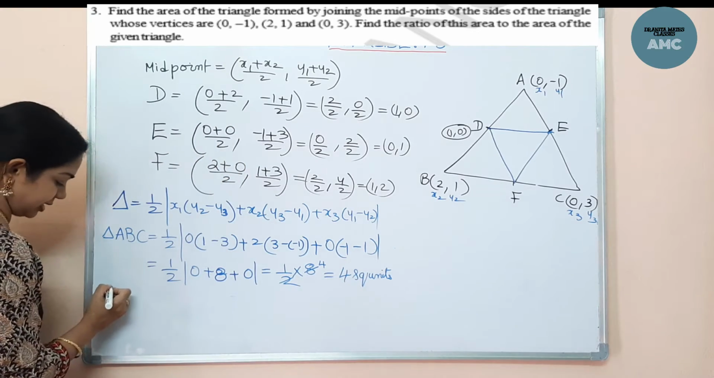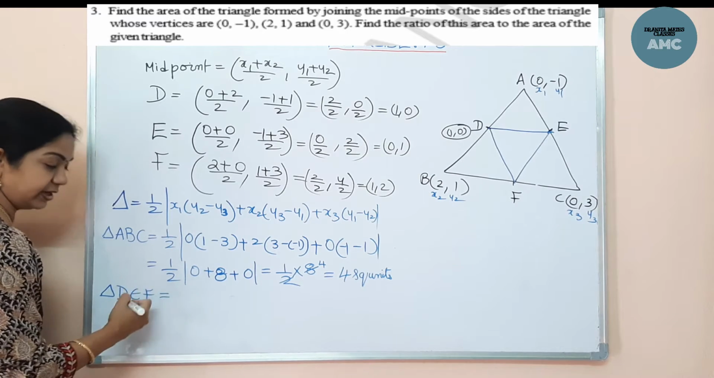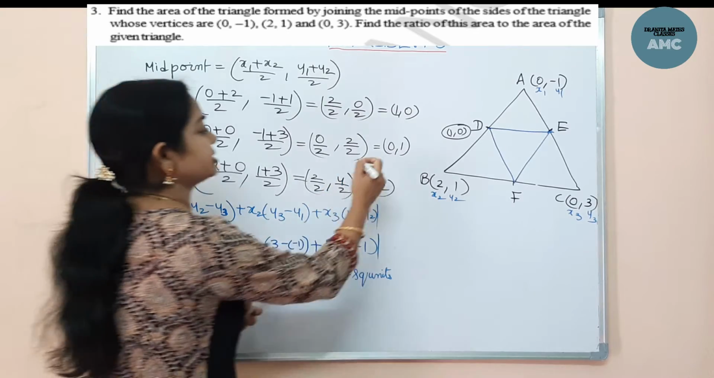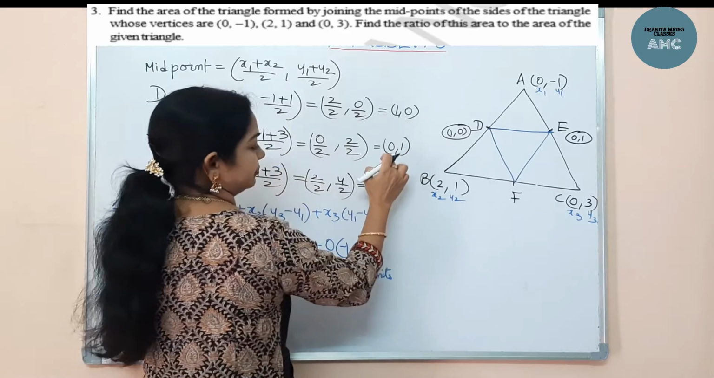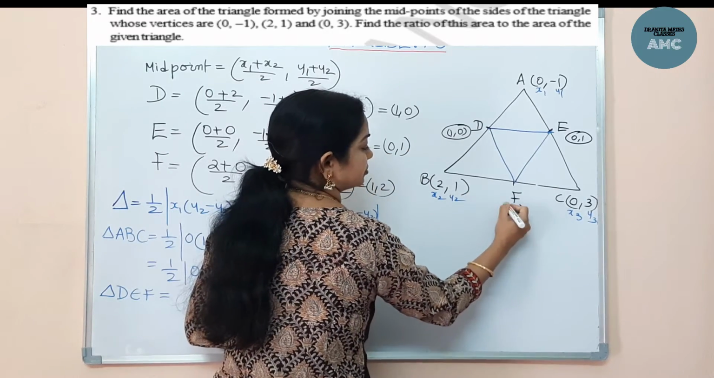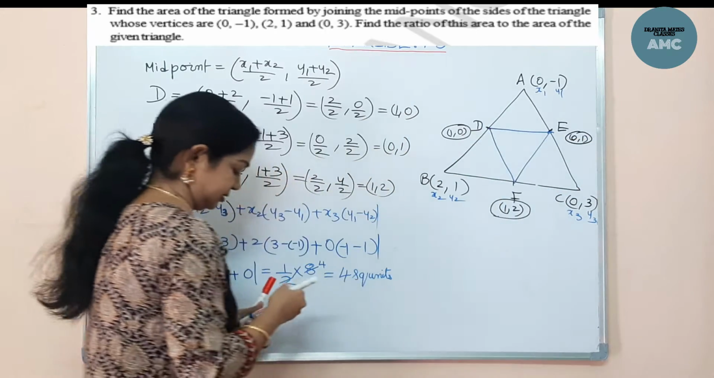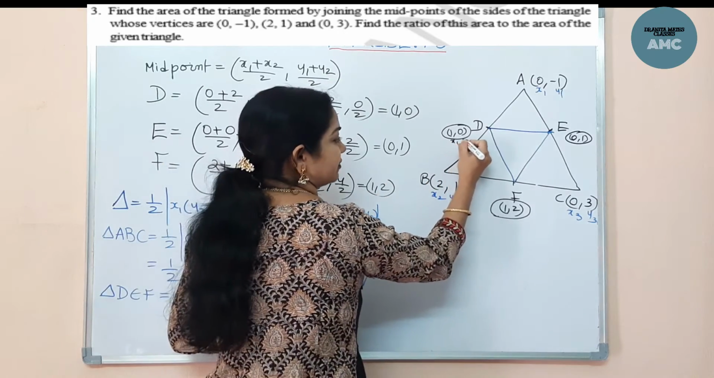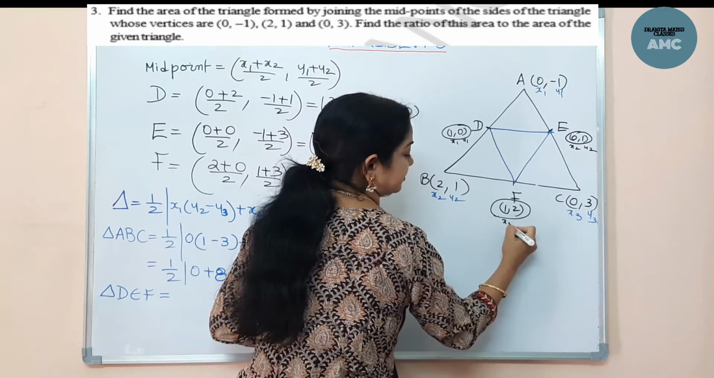Now, the smaller triangle area, DEF. We have found out the coordinates of D, E and F. Here, let me write down. D is (1, 0), E is (0, 1), and F is (1, 2). So, these we have found out. Right. So, we will apply here again, we will suppose them as x1, y1, x2, y2, x3, y3.